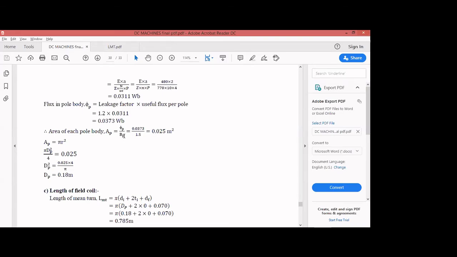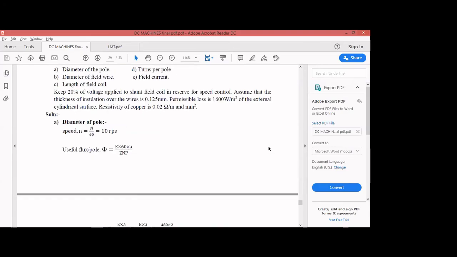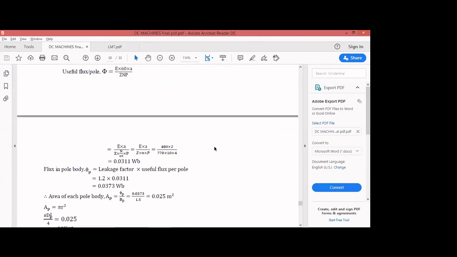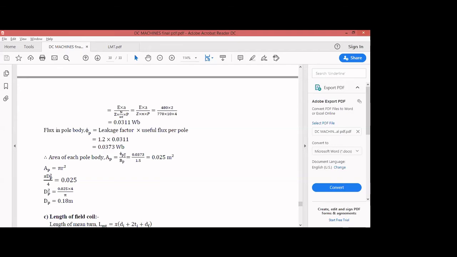BP is given. The flux density of the pole is given. What is the flux density of the pole? 1.5 Weber per meter square. So what I have to calculate is ΦP, which means the flux in the pole body.